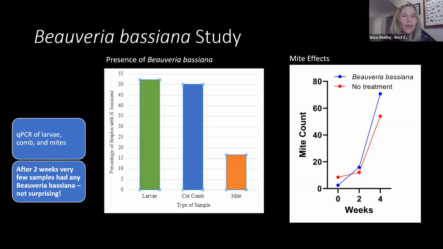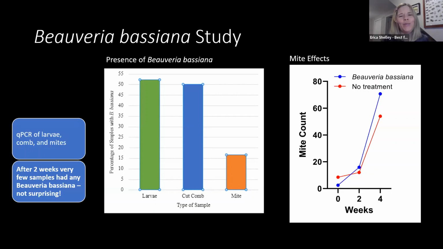So we tested at 24 hours, and we did some 2-week and 4-week studies as well. We found some Beauveria bassiana after 2 weeks, but not any further after that. So it wasn't staying alive in the hive, which would be ideal. And we still had lots of mites.